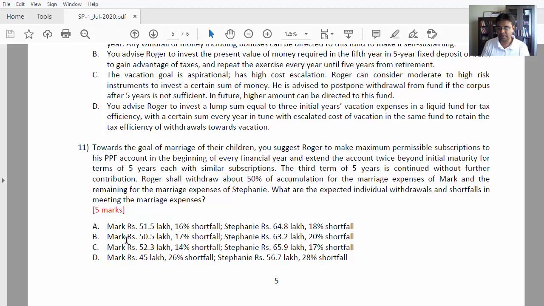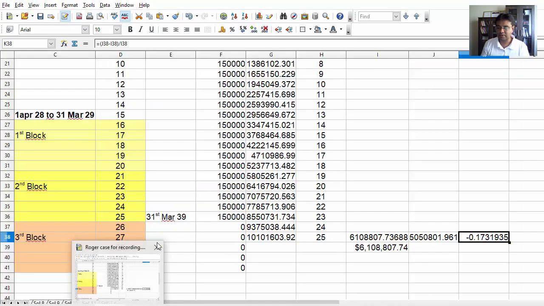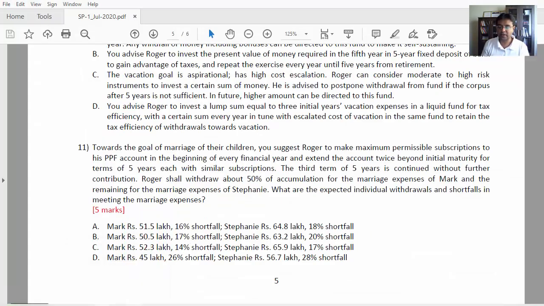Okay, so the first part is the B, and we have to work smartly in the exam. So if you see, the B first part is matching and all are unique. Like the first one is 51.5 and 16%, 52.3 and 14, all are unique. Now suppose, if A, the first part means the Mark part is the same, that is 50.5 and 17, but for Stephanie it will be unique. If it is distinct, then we have to go with the Stephanie also in the exam. Otherwise, from this only we can get a hint that B is the correct option.